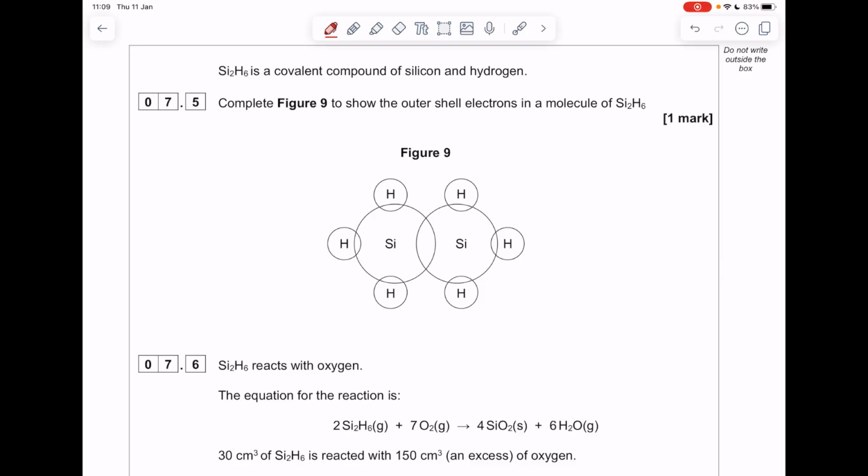Si2H6 is a covalent compound of silicon and hydrogen. Complete figure 9 to show the outer electrons. So hydrogen has 1 electron in its outer shell. Silicon has 4 electrons in its outer shell.